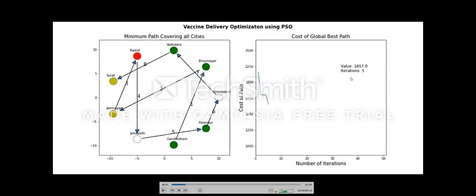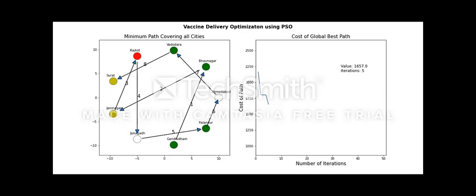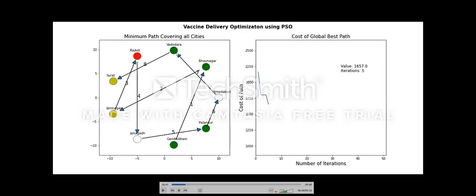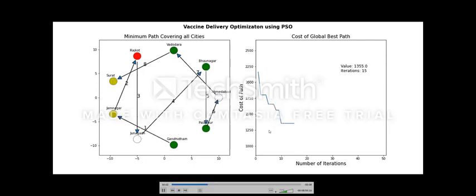We can notice that as the number of iterations increases, the value of the global best path decreases, with the current value being 1657. This is the path that starts from this city and goes to this city, then next to this city, then comes to this city, then goes to this city, then goes to this city, and to this city next, and finally it ends at this city. If we move further, then we can notice that the path here is changing and the value of the global best path found so far is also decreasing with the number of iterations.